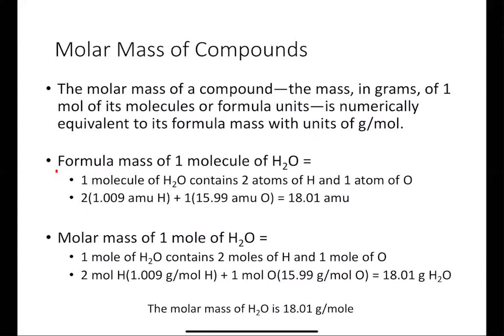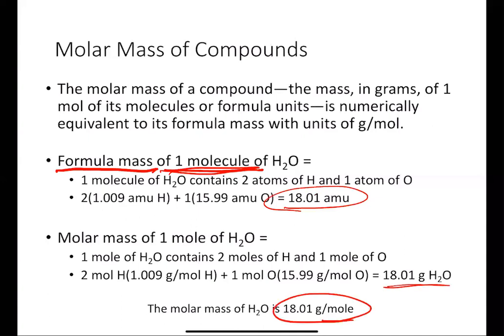So the formula mass of 1 molecule of H2O: we add up 2 H's and 1 O, and we get 18.01 AMU. But now if we had a whole mole of molecules, it is the same exact calculation, but now it's in grams. And we use this as a conversion factor. 18.01 grams of H2O equals 1 mole of water. So we can write that as a conversion factor and put them over each other and flip them around.